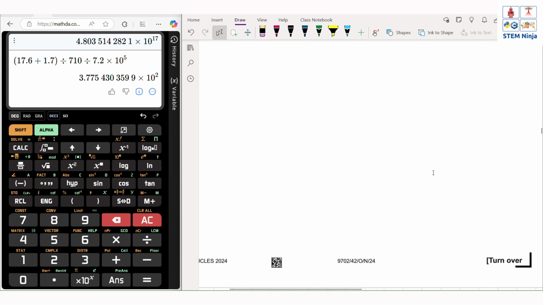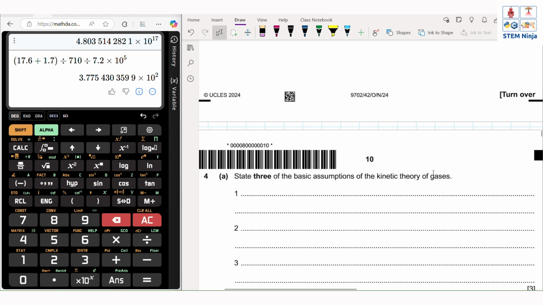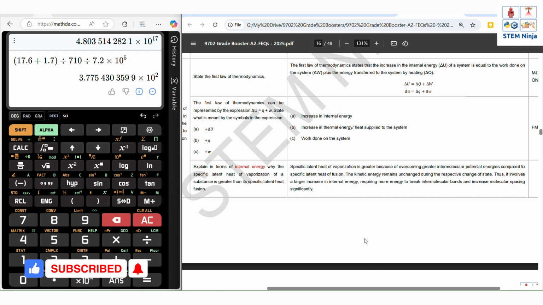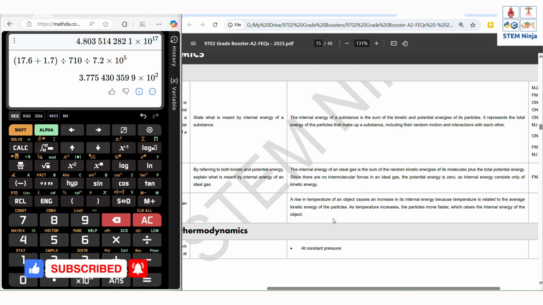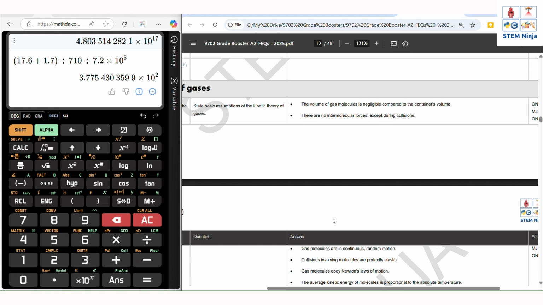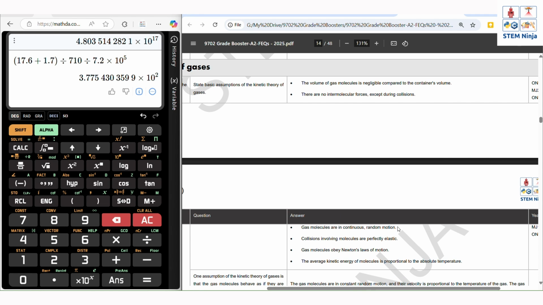All right. Let's move on to question number 4. State 3 of the basic assumptions of kinetic theory of gases. These are easy. You will have to memorize that. So volume of the gas is negligible compared to the container's volume. No intermolecular forces except during collisions. Gas molecules are in constant random motion. Collisions involving molecules are perfectly elastic.